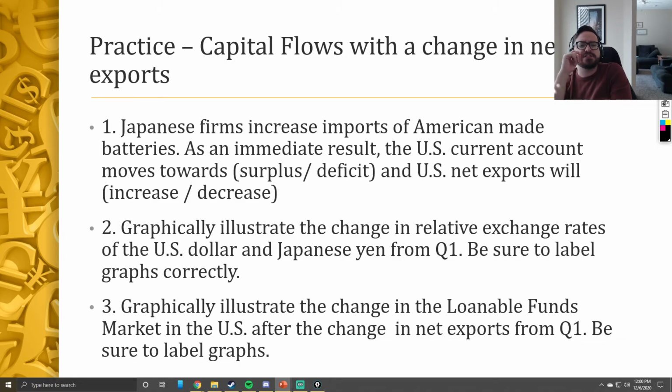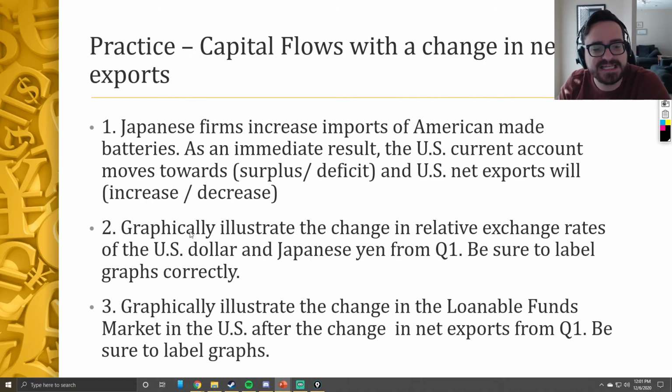Okay, Japanese firms increase imports of American-made batteries. As an immediate result, the current account moves towards, okay, so Japan is importing more American goods, so America would be exporting more. If we're exporting more, that's a good thing. We're moving towards a surplus. So it'd be a surplus here. And net exports will do what? Well, we're exporting more, so net exports are increasing. So that's my first starting point. I've got a surplus, I've got more net exports.